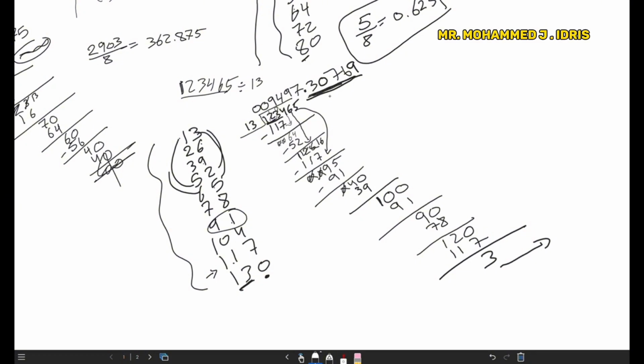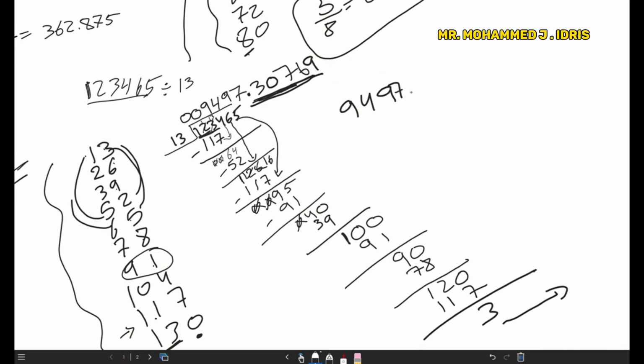So our answer here will be 9497.307. Of course, why do we find 5 digit numbers? Because we take the fifth one, the last digit, and use it in rounding. The fifth number is 9 which is a round up. So the last 6 here will be rounded up to become 7. So this is our final answer.